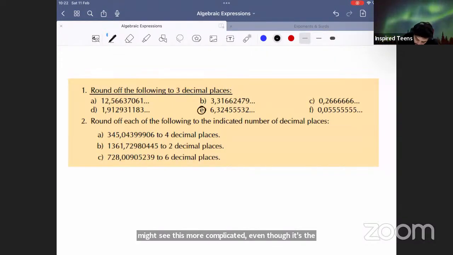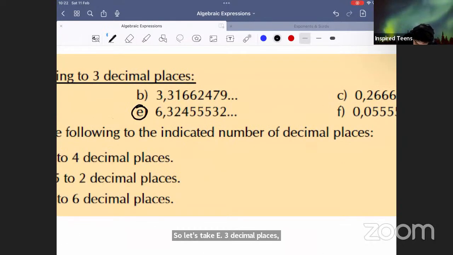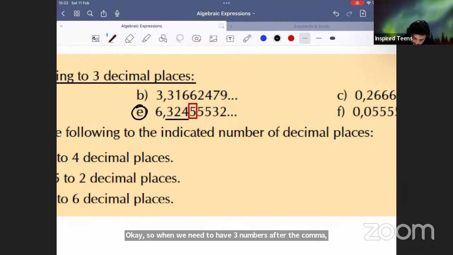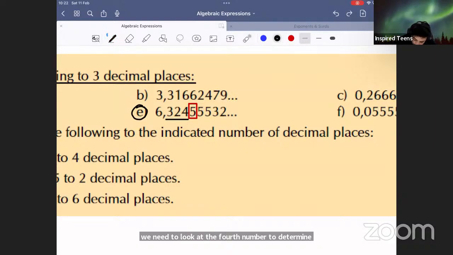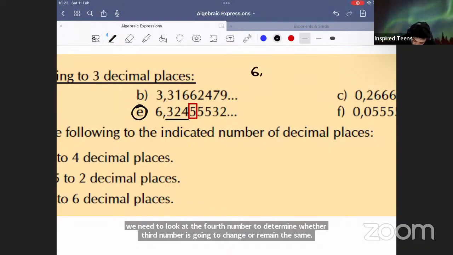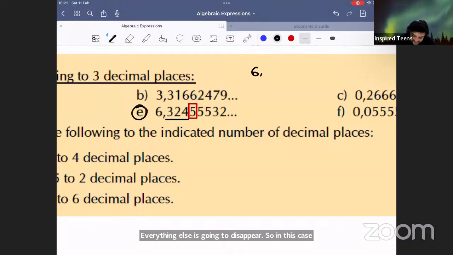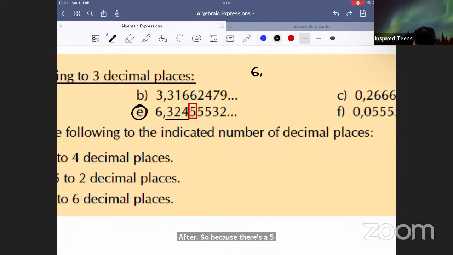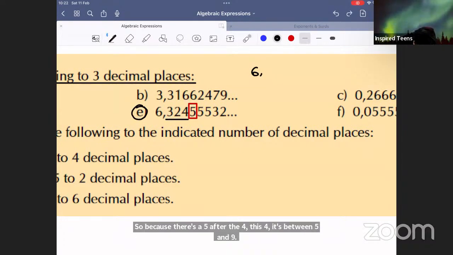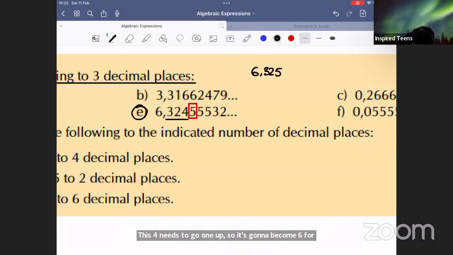So let's take E. 3 decimal places simply means that we need to have 3 numbers after the comma, so we need to look at the 4th number to determine whether the 3rd number is going to change or remain the same. Everything else is going to disappear. So in this case, we have 6, 3, 2, 4, and then there's a 5 after. Because there's a 5 after the 4, it's between 5 and 9. This 4 needs to go 1 up. So it's going to become 6, 3, 2, 5.